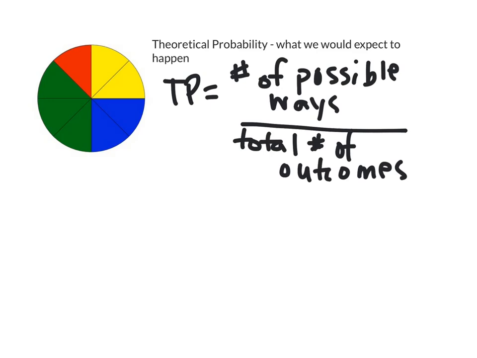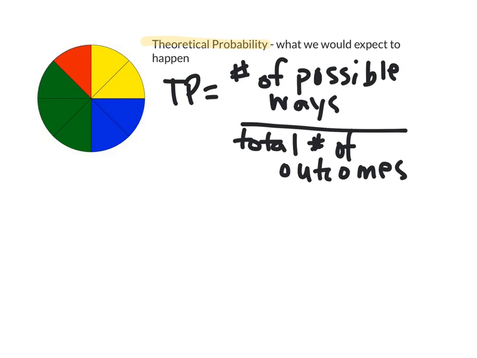This video is going to talk about two different types of probability. The first one that we're going to talk about is theoretical probability. So theoretical probability is what we would expect to happen mathematically in different situations. Just like the other video, theoretical probability can be thought of as the number of possible ways an outcome can happen over the total number of outcomes.